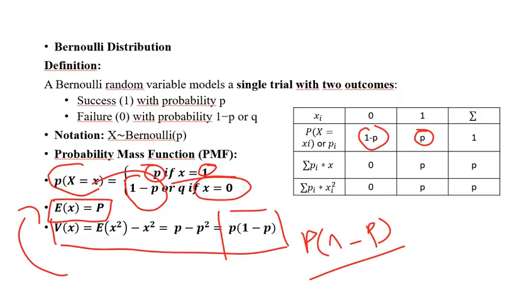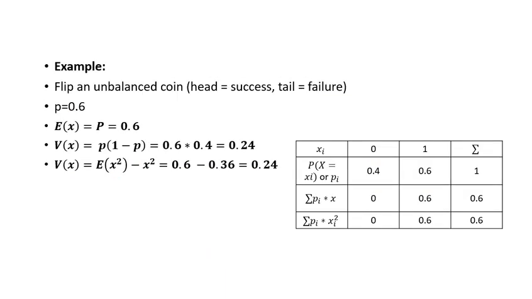So now let's see what the binomial distribution is. Okay, before this, let's see this small example for the Bernoulli. Now imagine we flip an unbalanced coin. We have the head, X counts the number of heads. So head is success, tail is the failure.